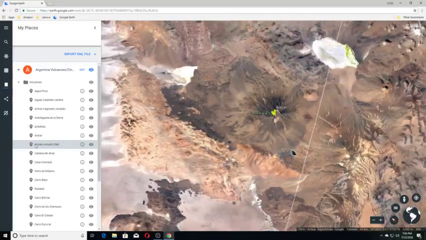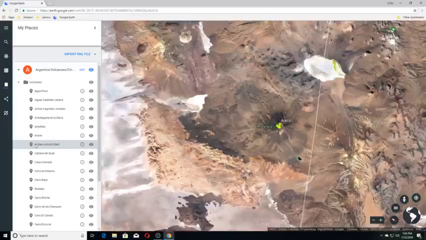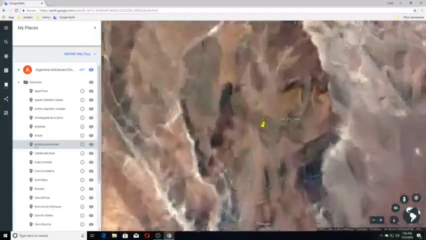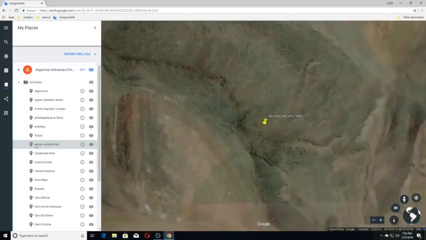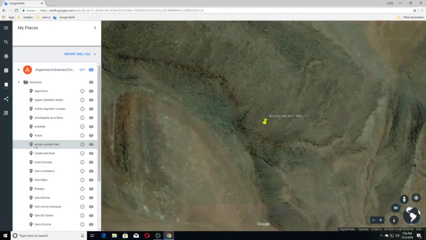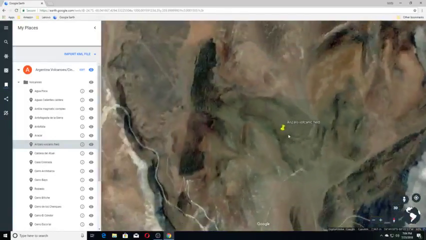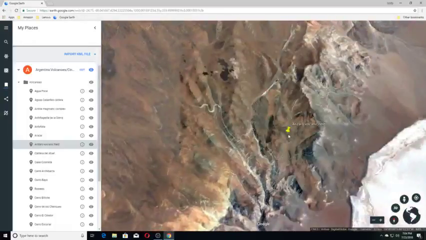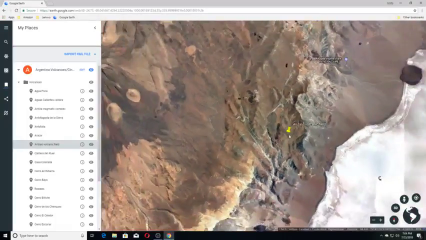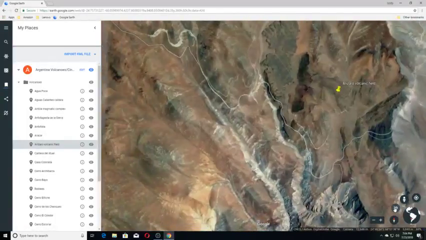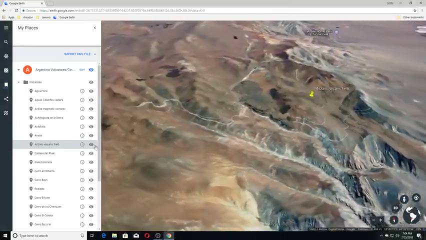Arizaro volcanic field. Okay, so move this here.